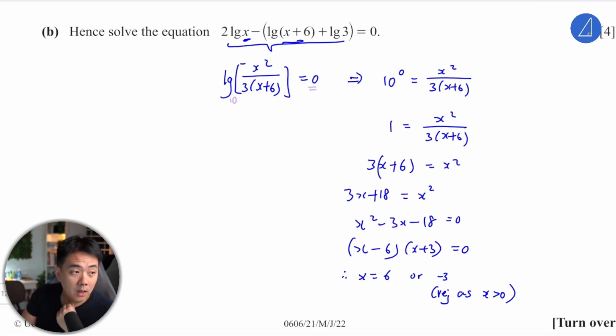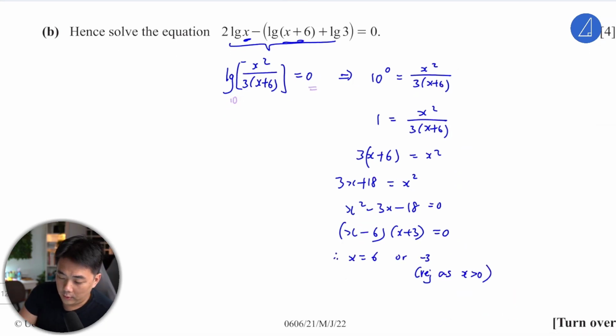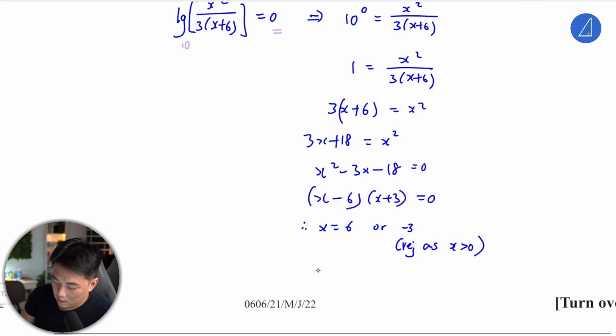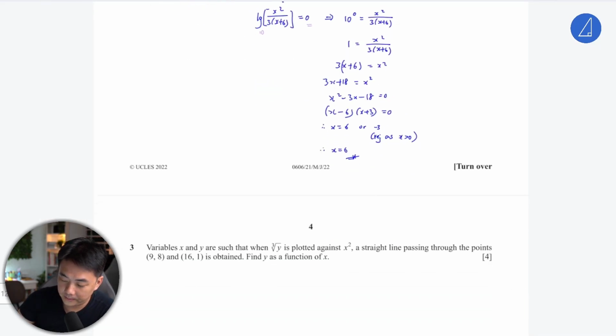So that's it, we reject that. Then we know that x is equal to just 6. We have to always check the solution, especially for this kind of equation, because log is defined where not all values of x are accepted in this equation. It has to be a positive value. So let's look at the next part.